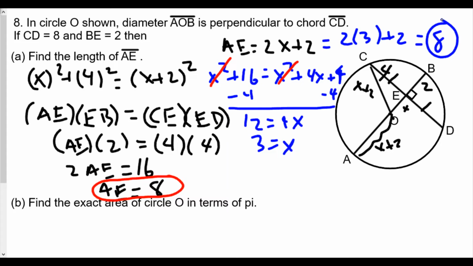Now, was there any benefit to being able to write our different parts in terms of x? Well, sure. Now why? Well, here's the thing.